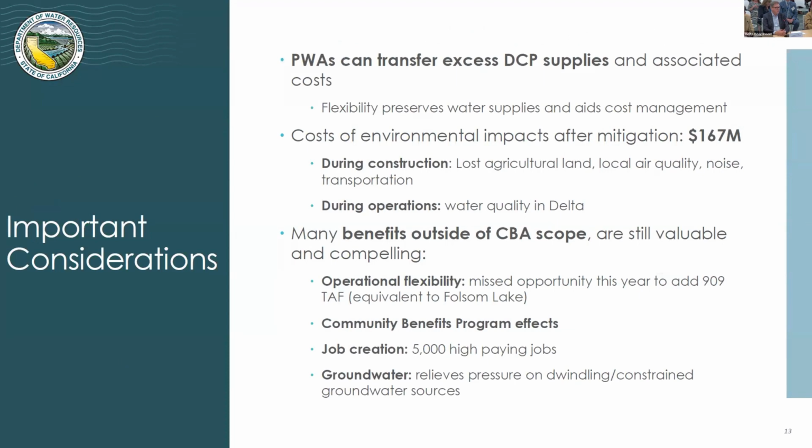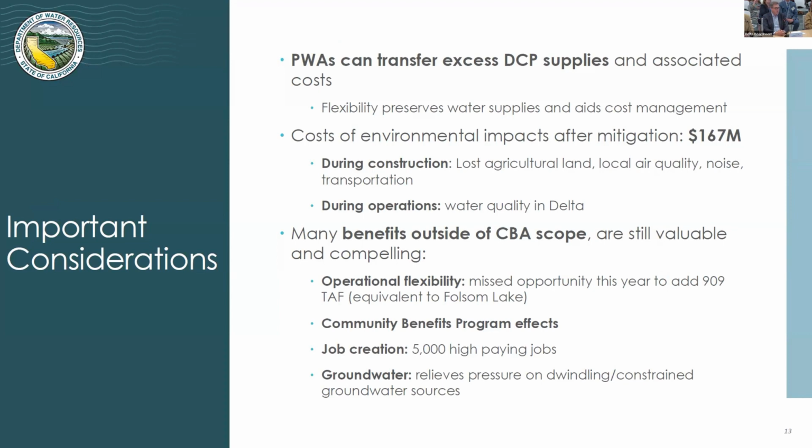Some other important considerations, many of these are outside the scope of our formal economic analysis, but are still, for decision makers, worth keeping in mind. The current concept is that with the DCP, the PWAs can transfer excess supplies and also relieve themselves of associated costs. So there could be some reallocation of costs and benefits. That provides some flexibility to agencies down the road.